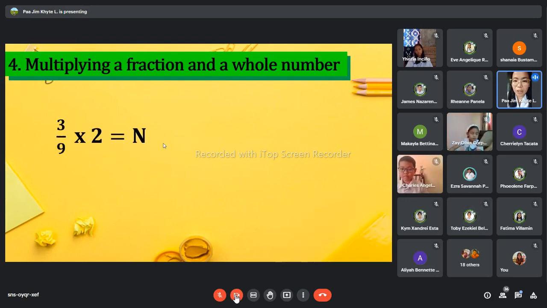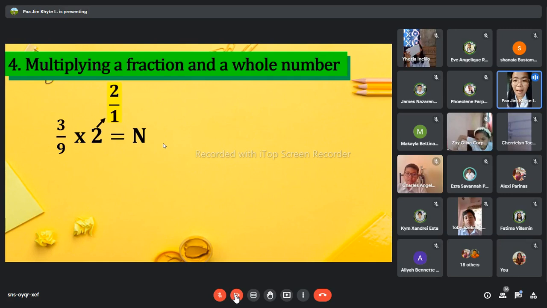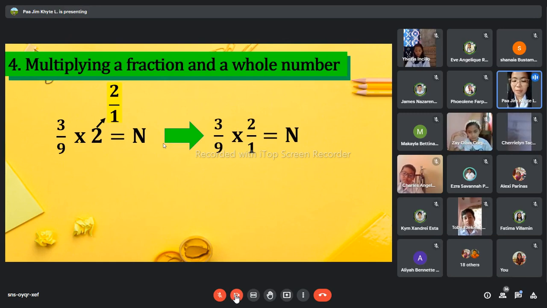So our equation is 3/9 times 2. The first thing that we will do is to divide our whole number by 1. So the 2 will look like this: 2 over 1. If we write our equation, it will look like this: 3/9 times 2 over 1 is equal to n.